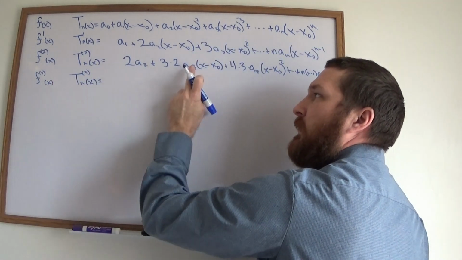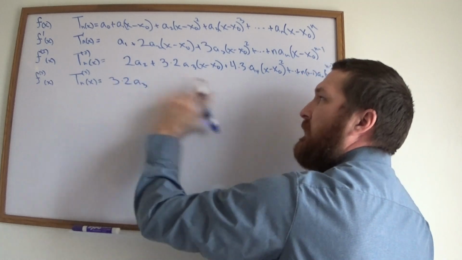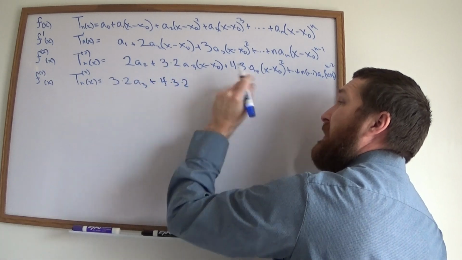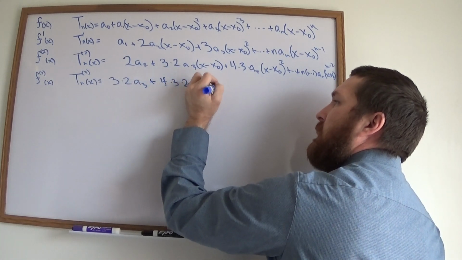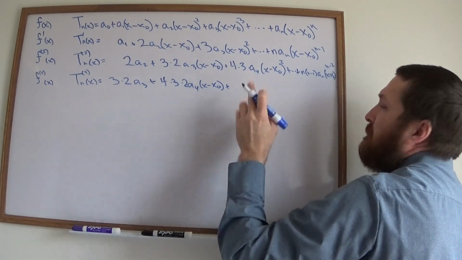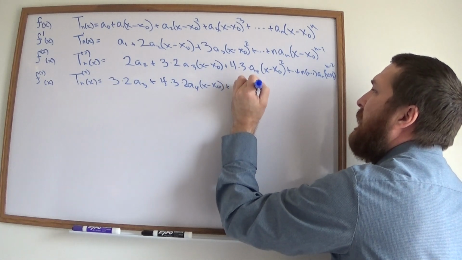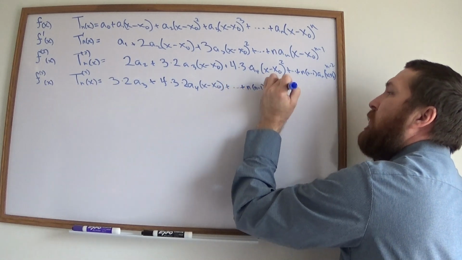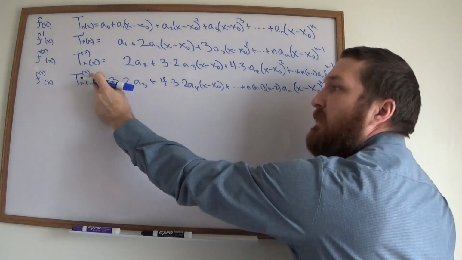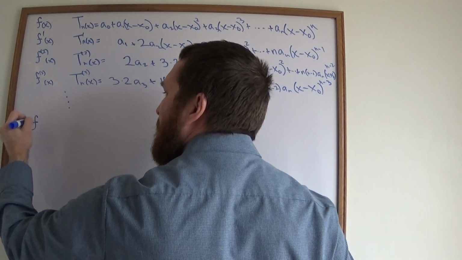That one goes away. What happens here? 3 times 2 a3, and that's it. Now what do we have here? 4 times 3 times 2, a4, x minus x0. I'm willing to bet there was a 5 times 4 times 3. And that goes on and on until we get to n, n minus 1, times n minus 2, a n, x minus x0 to the n minus 3. And so on and so on until we get to the nth derivative.